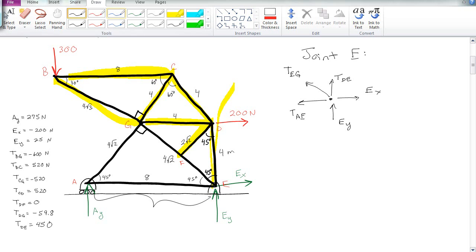Okay. Now this one is at a 45-degree angle, so that means I can break it out into root 2 over 2's. So she's going to get broken out into root 2 over 2 TEG and root 2 over 2 TEG. Excellent. So I'm going to do the sum of the forces in the x direction.